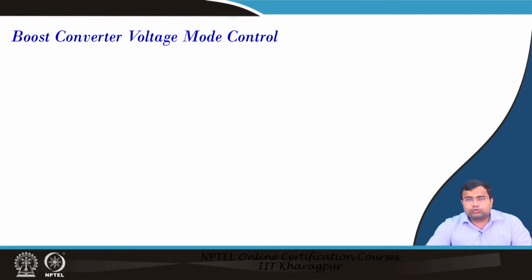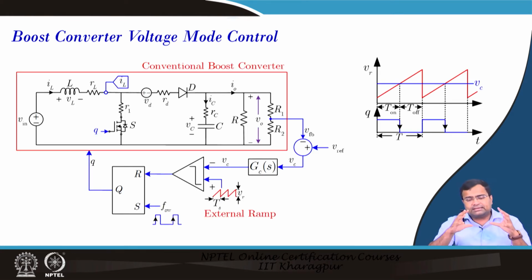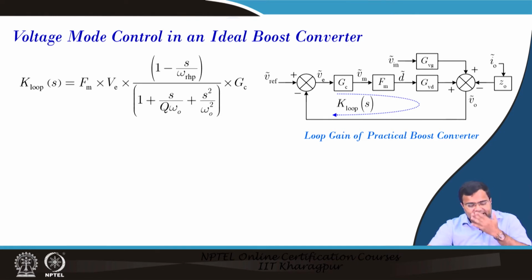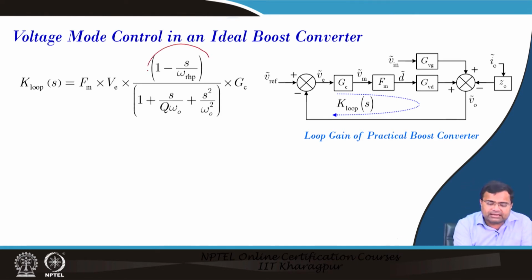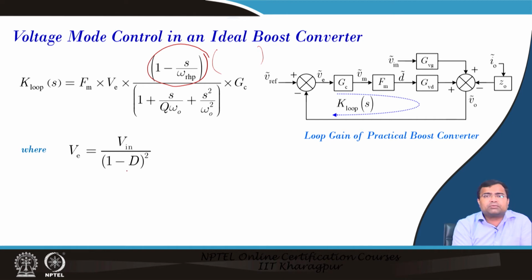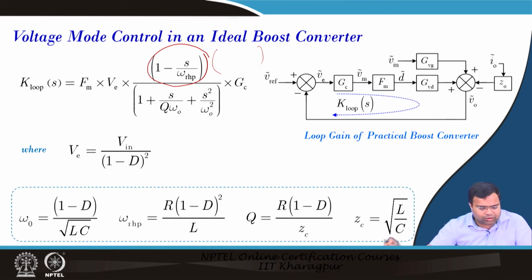Now we will be considering boost converter voltage mode control. Again it is the same as the buck converter voltage mode control, only the topology is different. Same thing, we can write the loop transfer function. The only difference here is that in the boost converter we will have a right half plane zero. Here we are talking about the ideal boost converter. In a practical boost converter we may also have an ESR zero. Since the ESR zero is far on the right hand side, it will be primarily dominated by the right half plane zero. And what is VE? It is Vin by (1 minus d) whole squared, and for a boost converter we know that omega 0 is (1 minus d) by square root of LC. So all these expressions are well known.